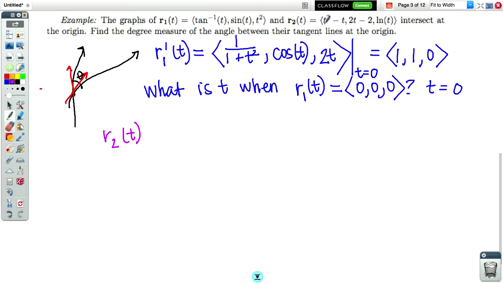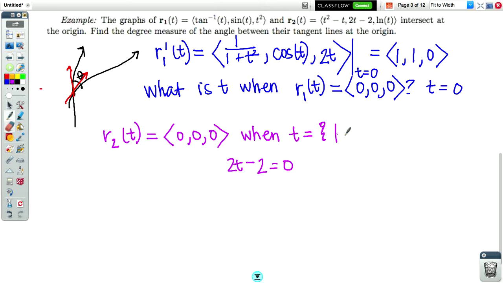So first of all, let's see. This one, before I even differentiate or anything, is at the origin when t equals what? So I'm just going to choose one of these components and think about which is the easiest component to solve. The first and second components are both pretty easy to solve, so is the third one really. But let's see, I'm going to set the second component equal to 0, and I find that t equals 1. So t equals 1 is the parameter value that's going to make my vector value equal to 0, 0, 0.